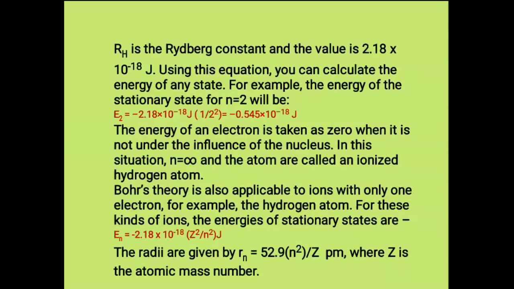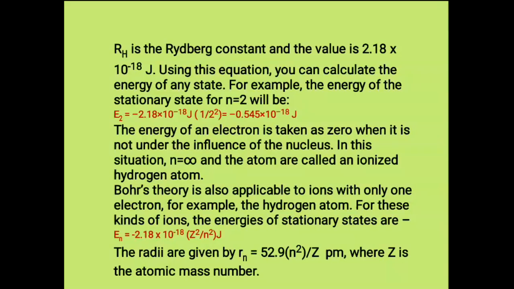Next is, the energy of an electron is taken as 0 when it is not under the influence of the nucleus. In this situation, n is equal to infinity and the atom is called an ionized hydrogen atom. Bohr's theory is also applicable to ions with only one electron, that is, hydrogen-like species, for example He positive, Li 2 positive. He positive and Li 2 positive both have one electron only. So they are hydrogen-like species.